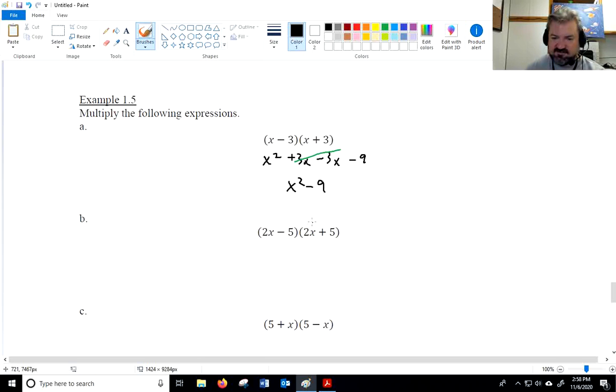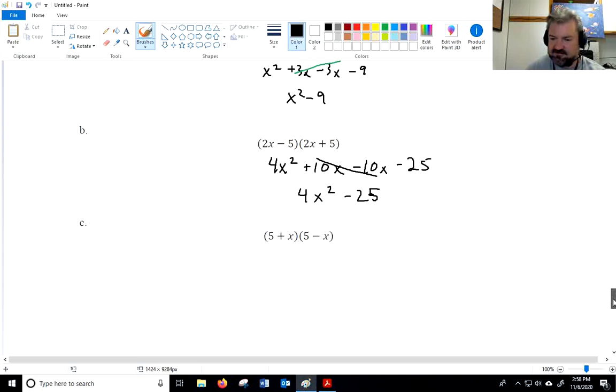So 2x times 2x is 4x squared. 2x times plus 5 is plus 10x. Negative 5 times 2x is a negative 10x. And negative 5 times 5 is a negative 25. And then again, these terms go away in the middle because of the different signs. So it's almost like the opposite of when you square a binomial. Instead of doubling, they cancel each other out.